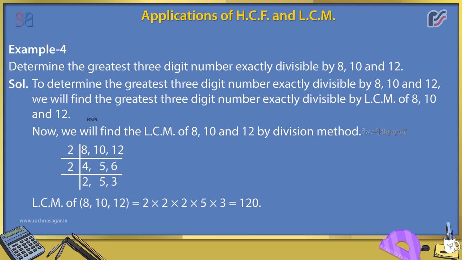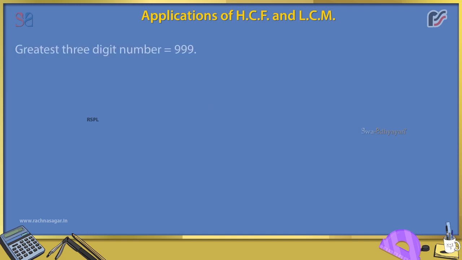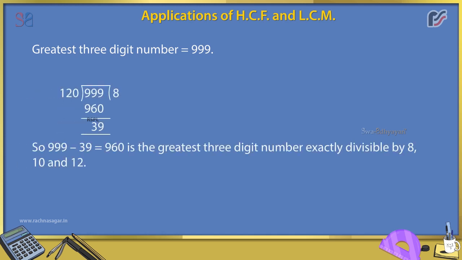LCM of 8, 10 and 12 is equal to 2 multiplied by 2 multiplied by 2 multiplied by 5 multiplied by 3, which is equal to 120. Greatest 3-digit number is equal to 999. So, 999 minus 39 is equal to 960 is the greatest 3-digit number exactly divisible by 8, 10 and 12.